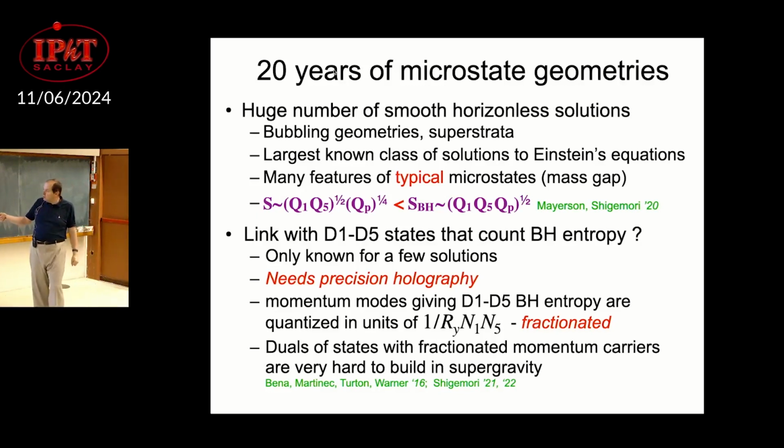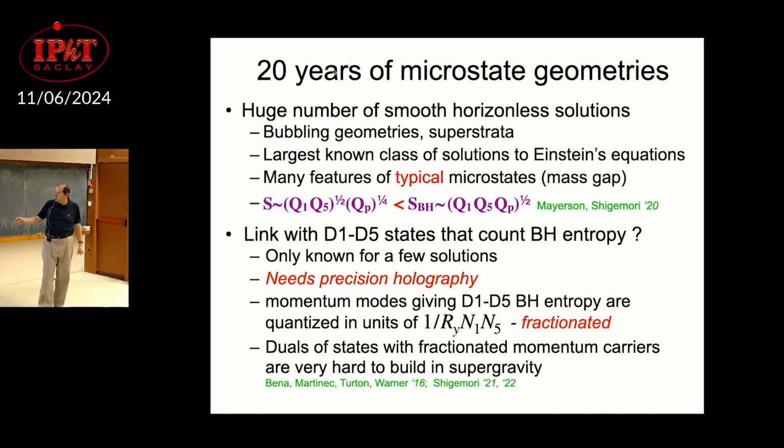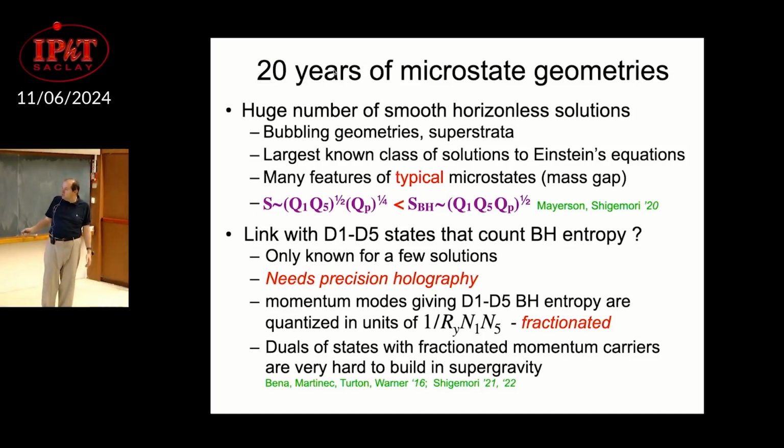And moreover, we have a problem. In a sense, the momentum modes which give the D1D5 entropy are quantized in units of N1N5 times 1 over Ry. And they are fractionated states. Again, they are due to L-1 over N1N5. And the problem is the dual of the fractionated momentum states are very hard to build in supergravity. We have some attempts. Masaki has some trials. We really tried in the D1D5 system to build these fractionated momentum states in the bulk. It doesn't seem to work. I don't know if there's a fundamental problem or if it's something technical.